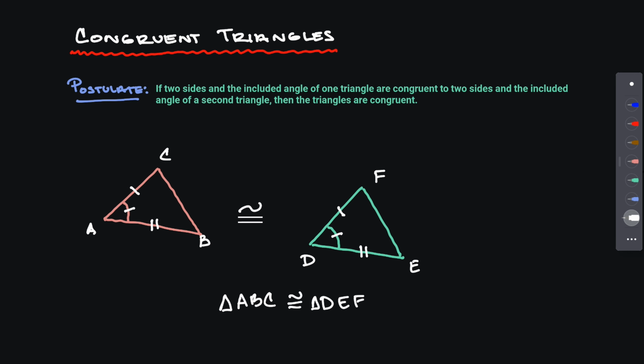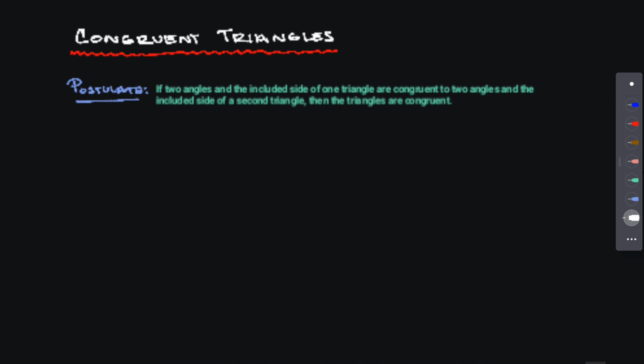Okay, so remember, this is called the side angle side criteria. So if we have side angle side, then the triangles are congruent. Okay, next one. It says if two angles and the included side of one triangle are congruent to two angles and the included side of a second triangle, then the triangles are congruent.